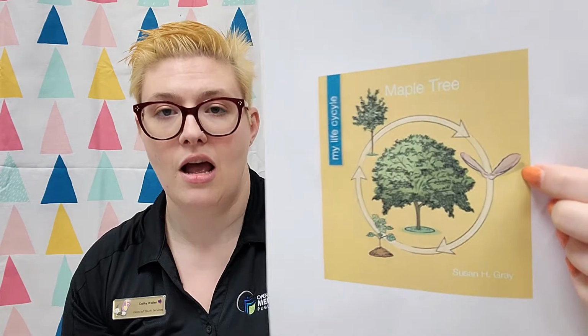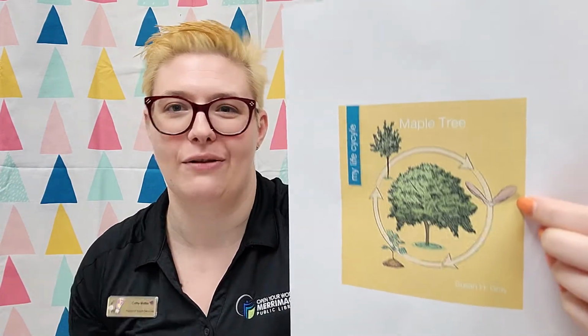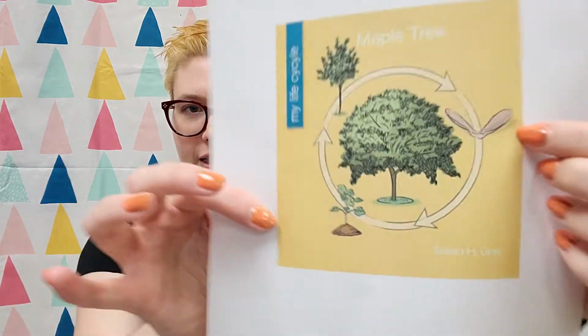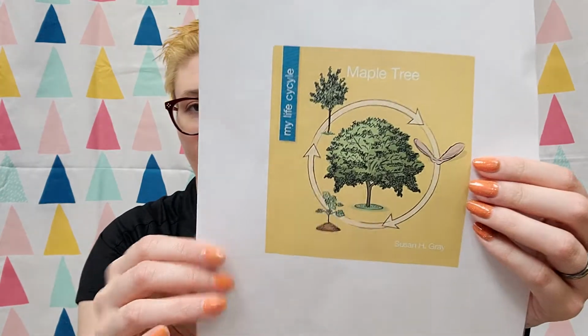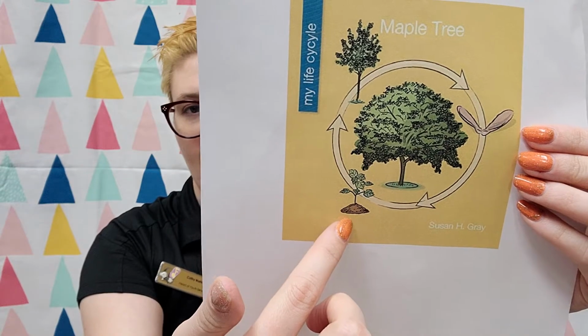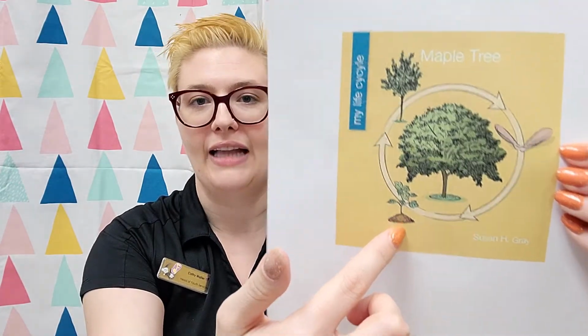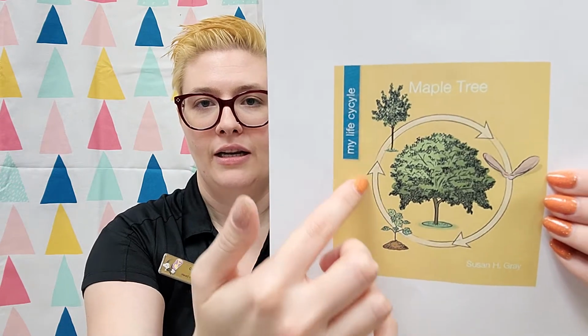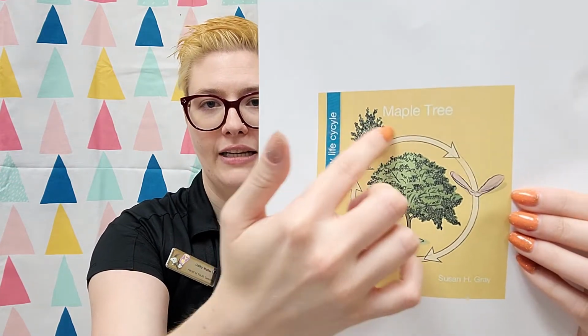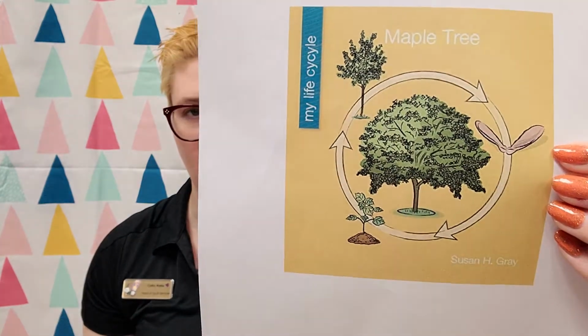So oaks have acorns, and maple trees have these little seeds that you see more in the spring. I call them helicopters, but you might have a different term that you use for these little winged seeds that whirl down and then land on the ground. Some of them are going to get planted by animals or by happenstance where they land, into a sprout and a sapling, and then in the center you see an adult maple tree.